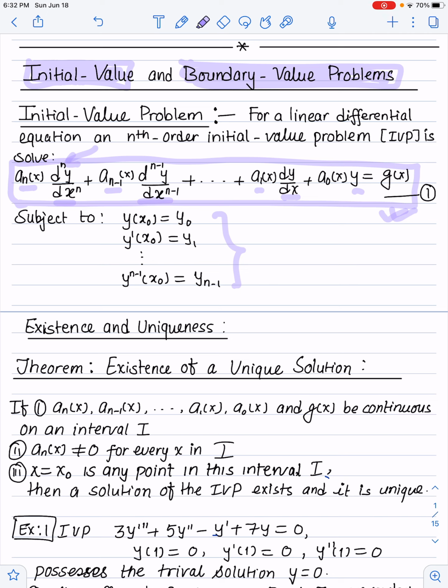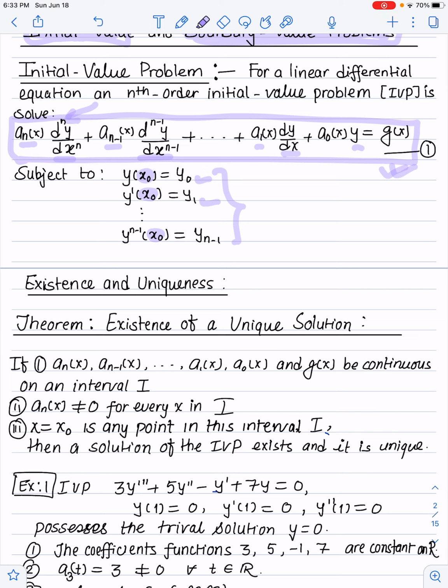For example, if it is a second order differential equation, then we will have two initial conditions. If it is a third order initial value problem, then we will have three initial conditions. The initial point is x equals x naught, so the value of y at x naught is y naught, the value of y prime at x naught is y1, and the value of the n minus 1th derivative of y at x naught is y n minus 1. So there are n initial conditions. This is called an initial value problem.